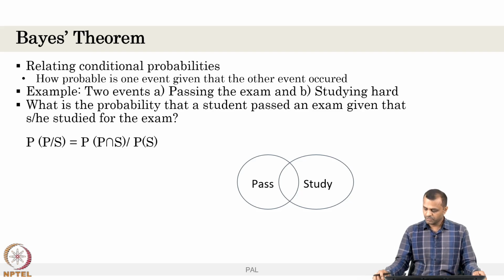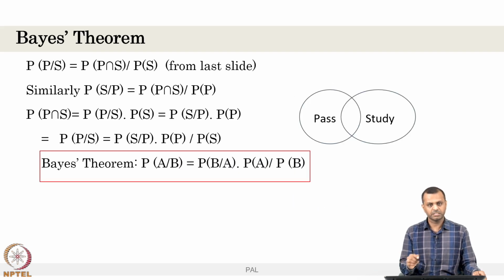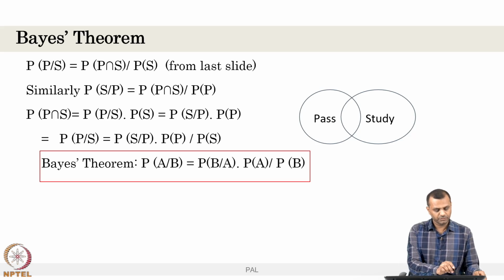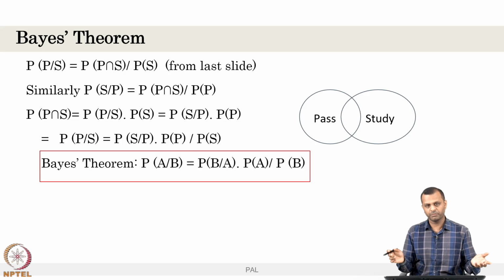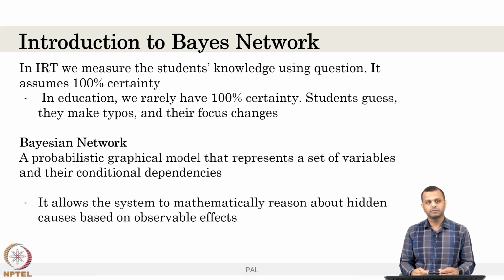To do that, we will use the simple Bayes theorem. The Bayes theorem gives the probability of A given B, that is passing given the study. It is the probability of study given the pass, times the probability of passing in general, divided by the overall probability of study, how much you study. This is a very simple Bayes theorem, and we will not go into detail on how and why, but this will be useful later when we use the Bayesian knowledge tracing models. Now let's go to the Bayesian network.